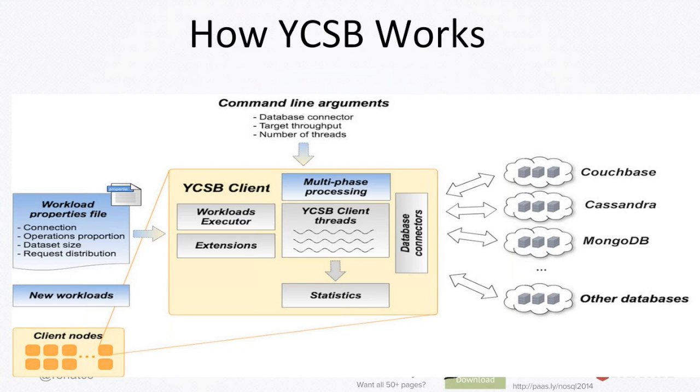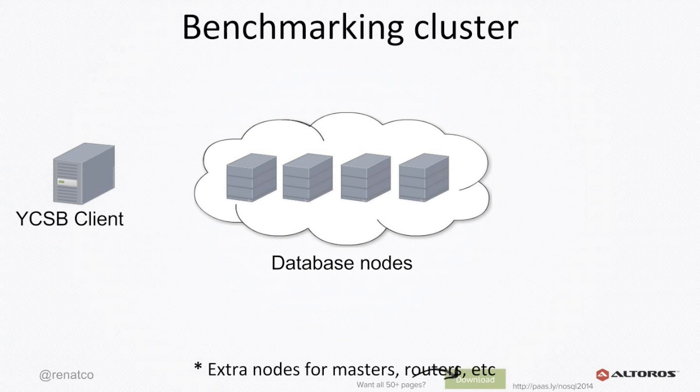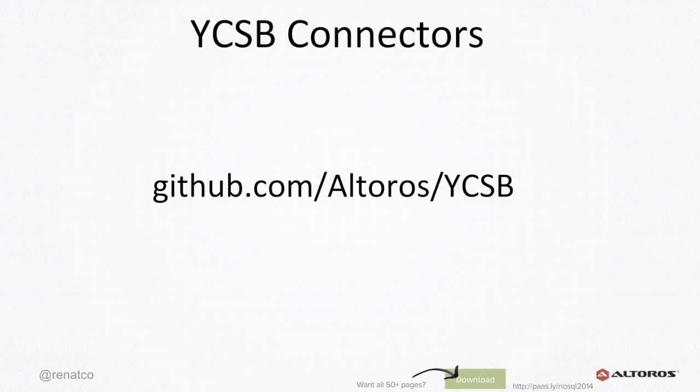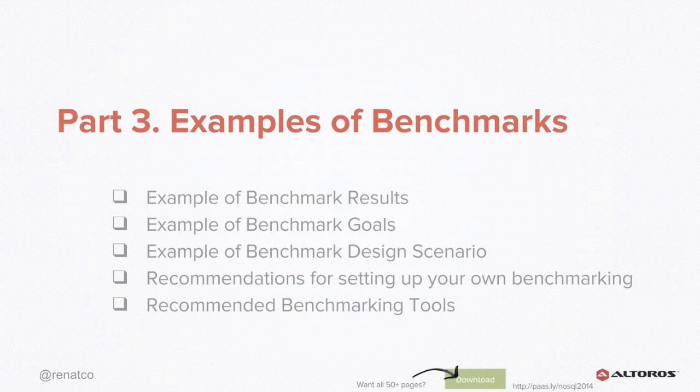And YCSB works very simple. There is a client node and there is the database cluster node. The client node loads the cluster and then captures the responses. So this is an example: one client node loads 4 database nodes pooled in the cluster. For some of the connectors that we have developed, look at the fork of YCSB that we maintain at Altoros on GitHub. Examples of the benchmarks.